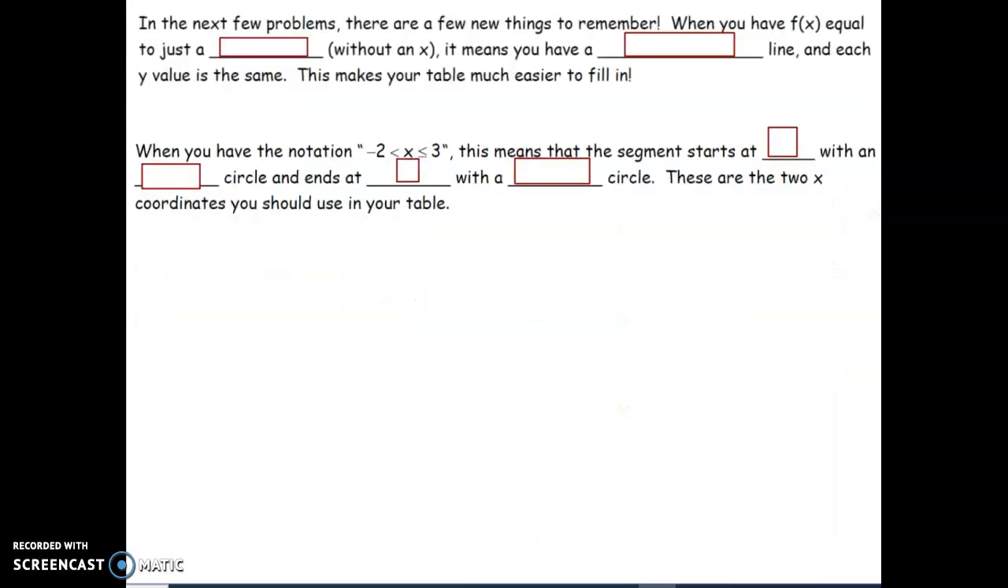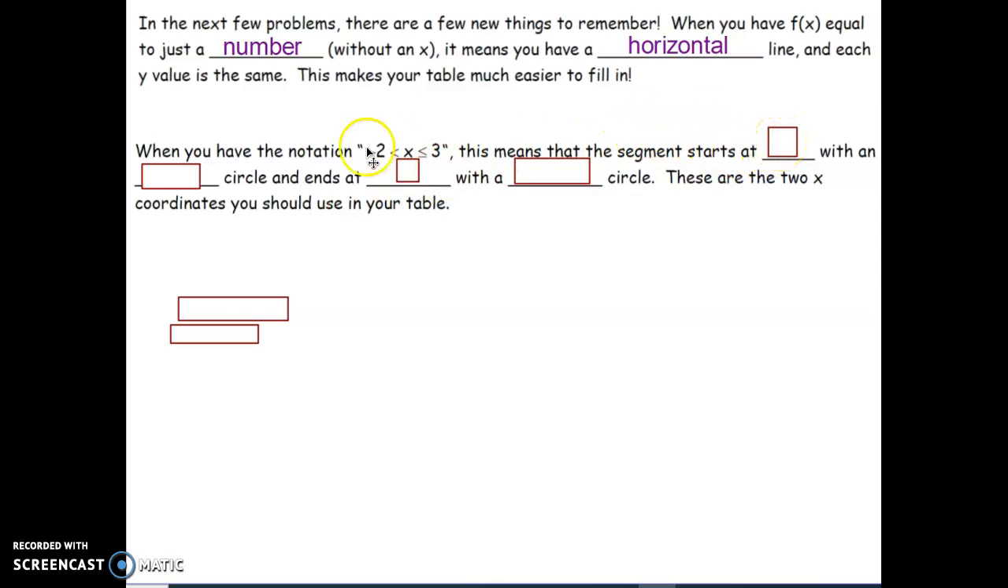Okay, some things to remember as you start this next section. When you have f of x that is equal to just a number, 8 or 12 or whatever, no x, just a number, that means you have a horizontal line. The y value is always the same. That makes your table much easier to fill in.